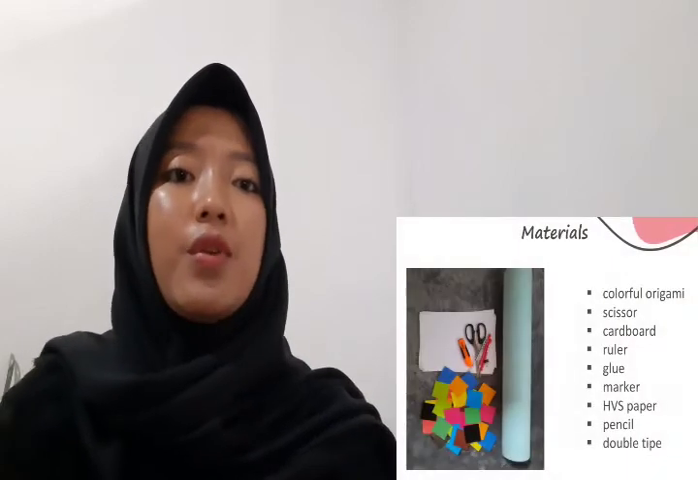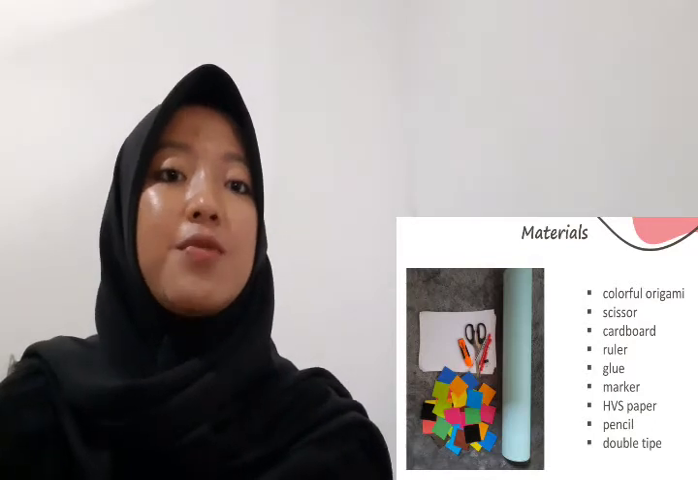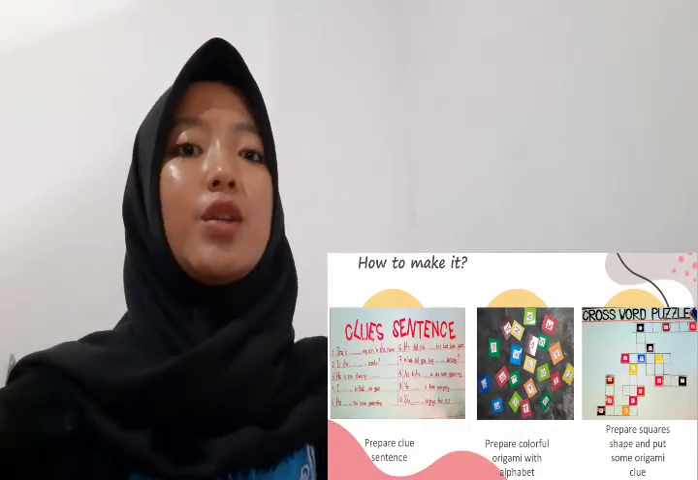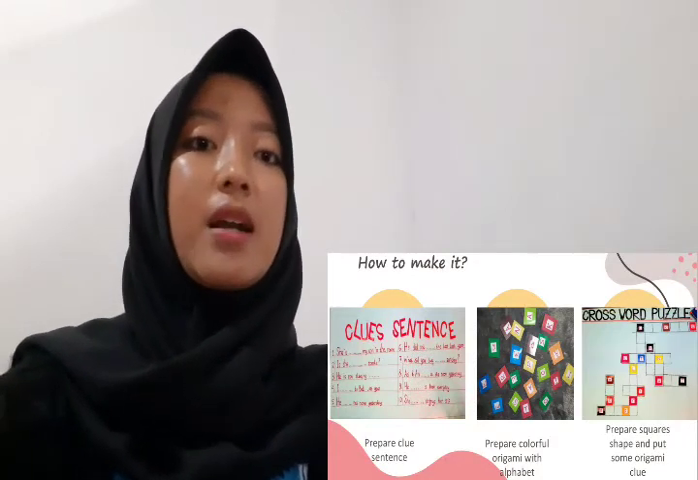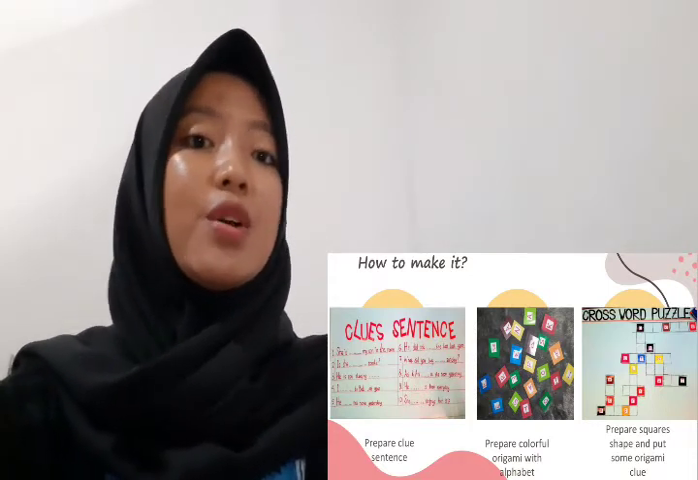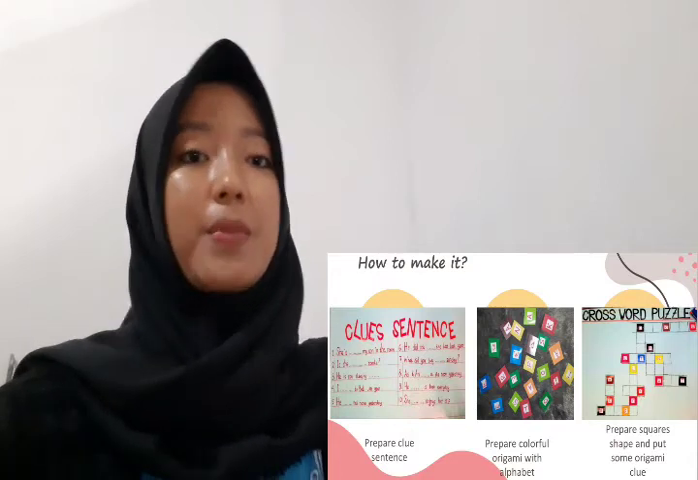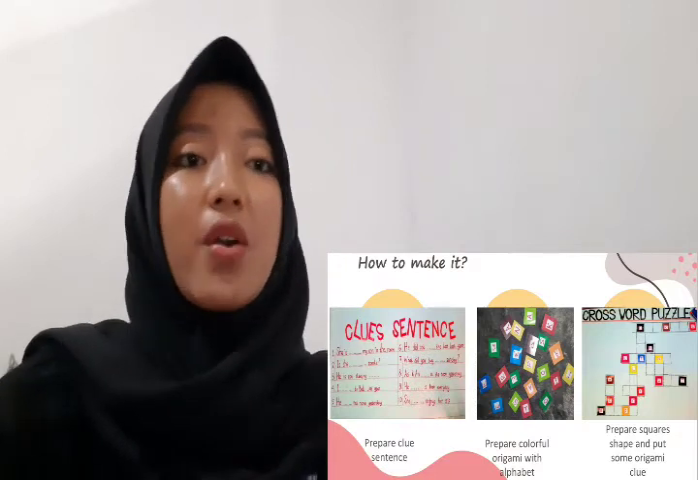Okay, we are going to talk about the materials that I need to make this media. There are colorful origami, scissors, cardboard, ruler, glue, marker, HVS paper, pencil, and double tape. We are going to explain how to make this media. For the first, prepare clue sentences, based on how many students are in the class. And the second, prepare colorful origami with alphabet letters according to the words that I want to use in the crossword puzzle. And the last is prepare the square shapes and put some origami clues.